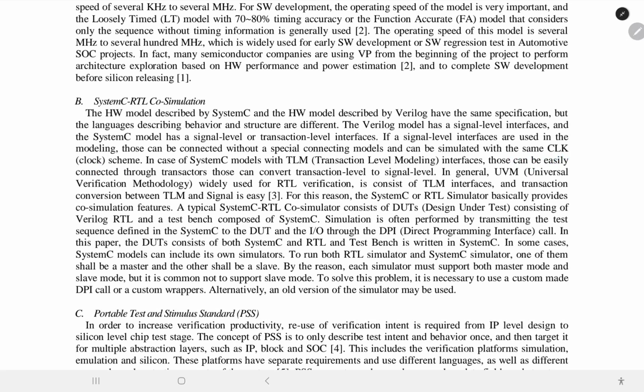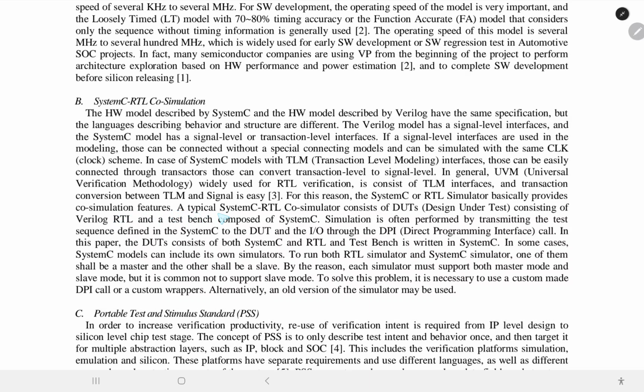In the case of SystemC models with TLM, transaction level modeling, interfaces, those can be easily connected through transactors. Those can convert transaction level to signal level. In general, UVM, the Universal Verification Methodology widely used for RTL verification, consists of TLM interfaces, and the transaction conversion between the TLM and signal is easy. For this reason, a SystemC or RTL simulator basically provides the co-simulation feature.